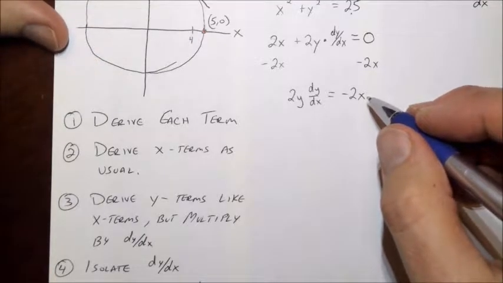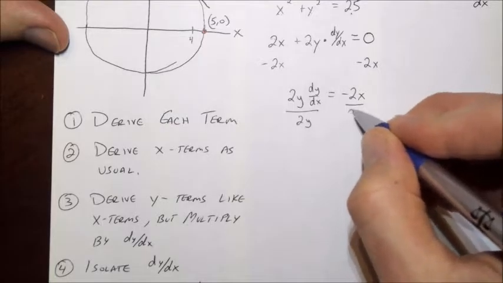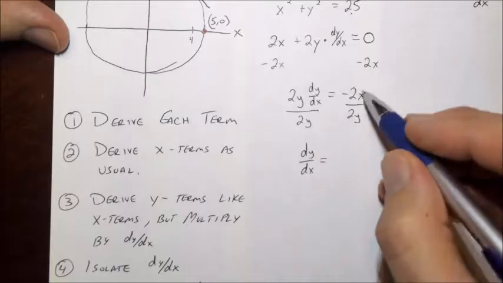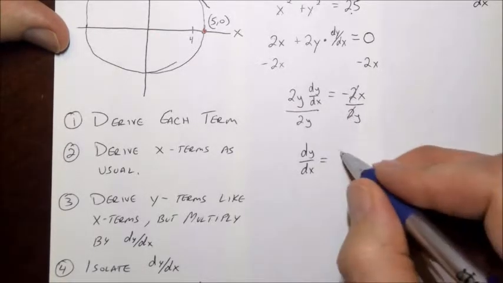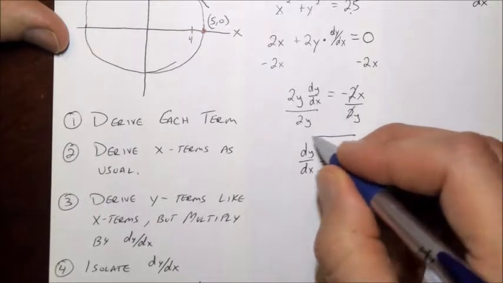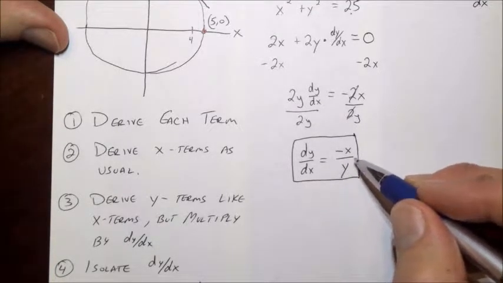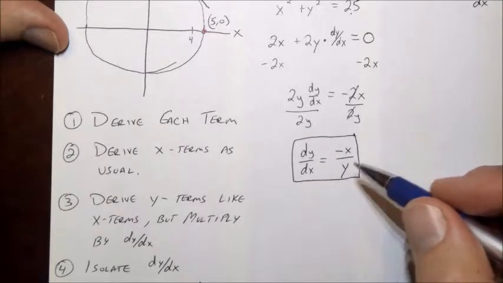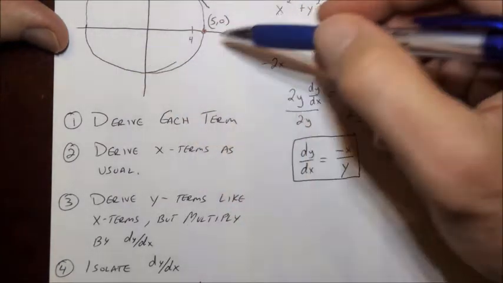To get dy dx all by itself, we divide by 2y. In doing so, dy dx is equal to, everybody okay if we cross out the 2's here? So we have the opposite of x over y. And that's our answer. That's our derivative. This equation right here, dy dx is equal to the opposite of x over y, gives us our rate of change. It defines our derivative for any point on the circle.